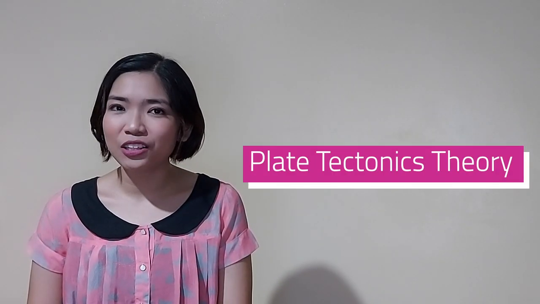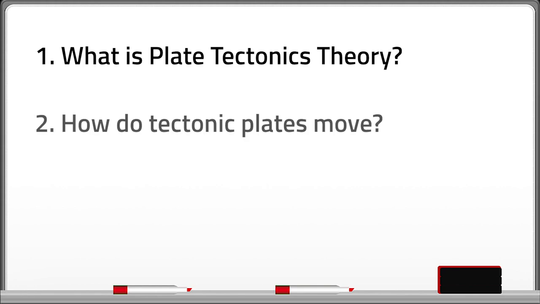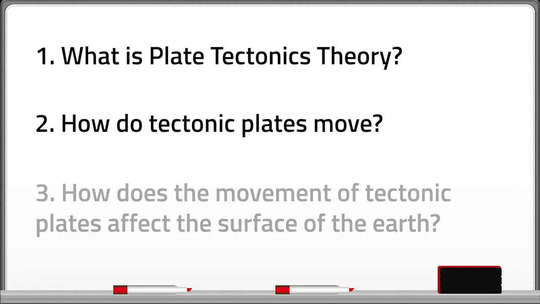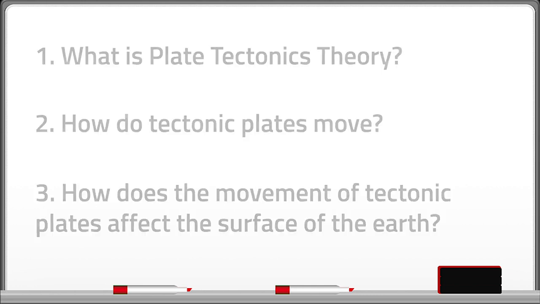Today, we are going to talk about the plate tectonics theory. In this topic, we will discover the following. What is plate tectonics theory? How do tectonic plates move? How does the movement of tectonic plates affect the surface of the Earth?